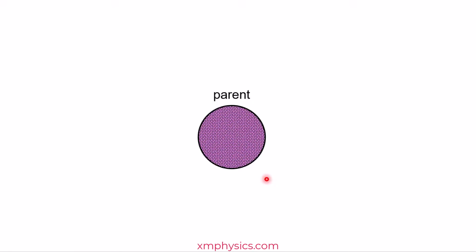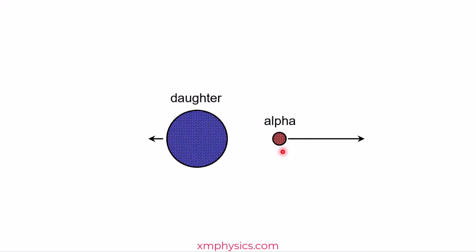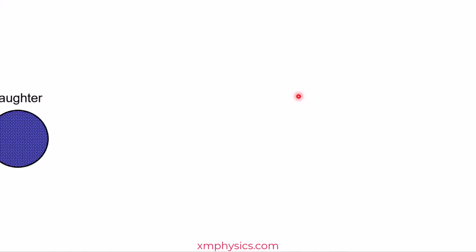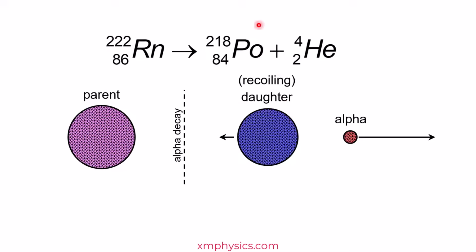Hello, in this video we'll be doing the energy calculations for an alpha decay. So we start with a parent nucleus which splits itself into the daughter nucleus and an alpha particle during an alpha decay. And the energy released during the alpha decay goes into the KE of these two nuclei. Let's look at one specific alpha decay, the alpha decay of radon-222 to form polonium-218.